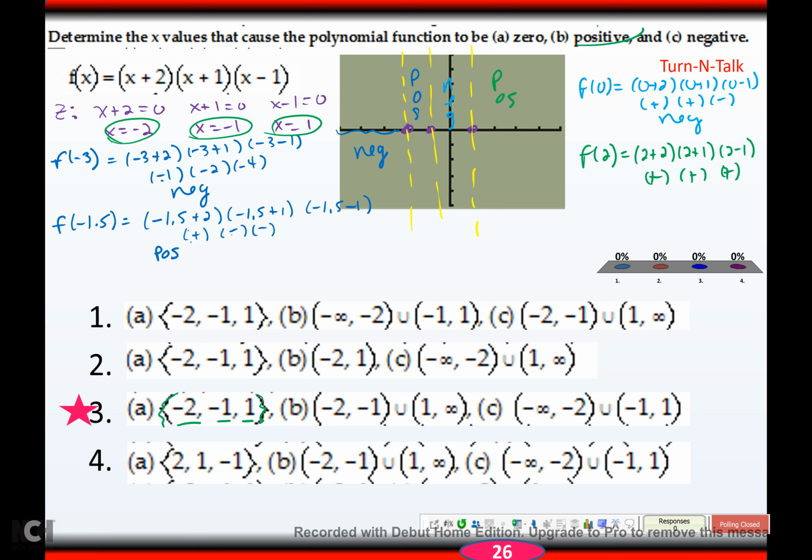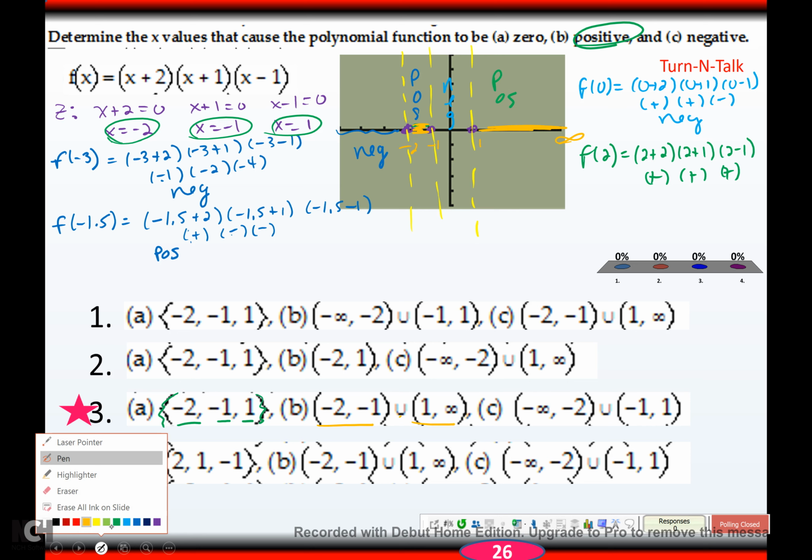The next thing they asked for is my positive ones. My positive ones are here and here. Well, that would go from negative 2 to negative 1, union 1 to infinity. There's my positives. My negatives would be here and here in yellow. Well, this one would go from negative infinity to negative 2, and this would go from negative 1 to 1.